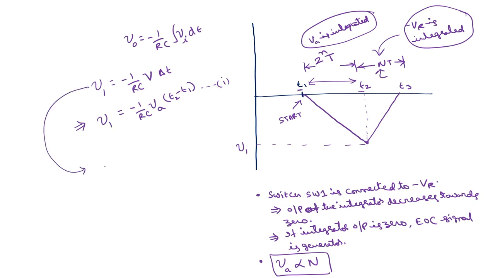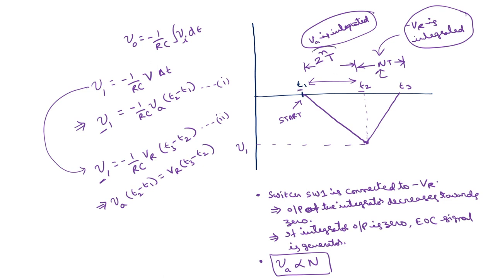Again, this V1 is common for both VA as well as minus VR. This V1 will be minus 1 by RC, this is VR, this is decreasing, I am taking T3 to T2, writing the positive value. This is equation 2, because this is also V1, so you can equate these two. So if we equate these two, minus 1 by RC on both sides gets cancelled, and you will get VA into T2 minus T1 is equal to VR into T3 minus T2. What is T2 minus T1? 2 raised to the power of n into T, and T3 minus T2 is NT.